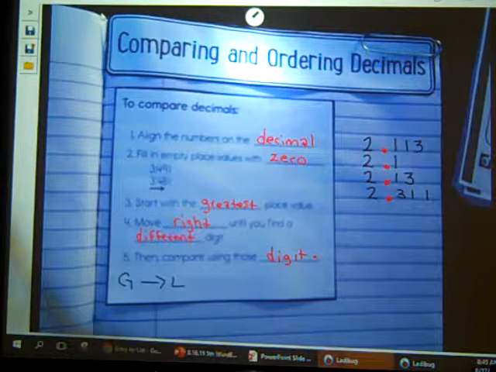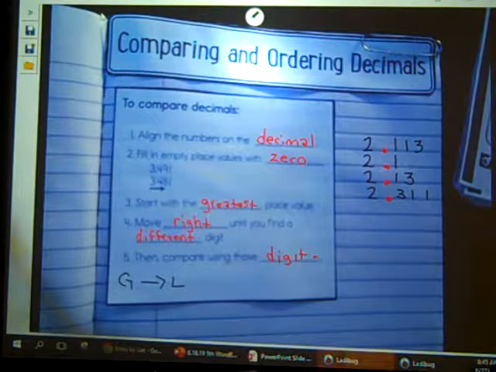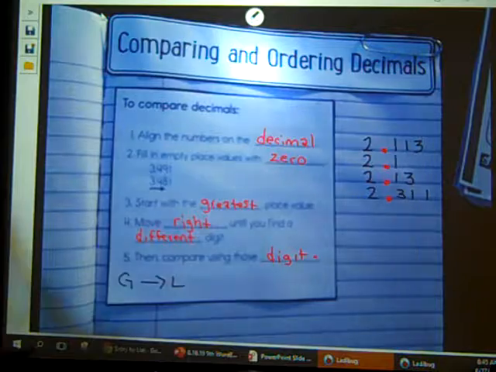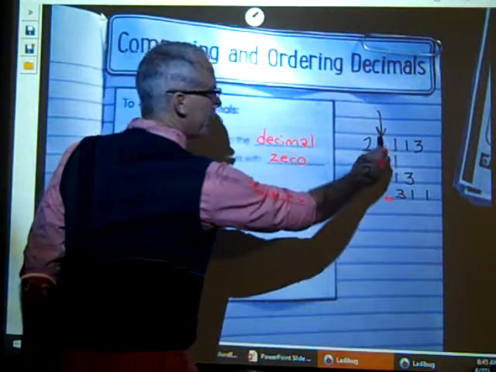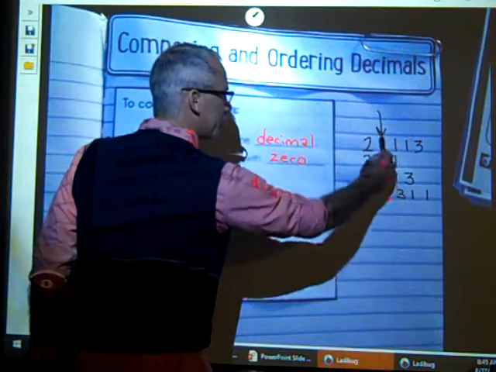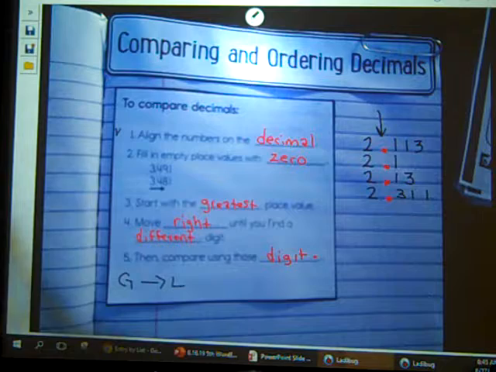Alright? So if I look at my rules, the rules that you just wrote in that box, the first step says to do what? Align the decimals. Very good. Are my decimals aligned? Yes, all my decimals are in a straight line. I could draw a line through them, and the line would be very, very straight, wouldn't it? So my decimals are aligned.